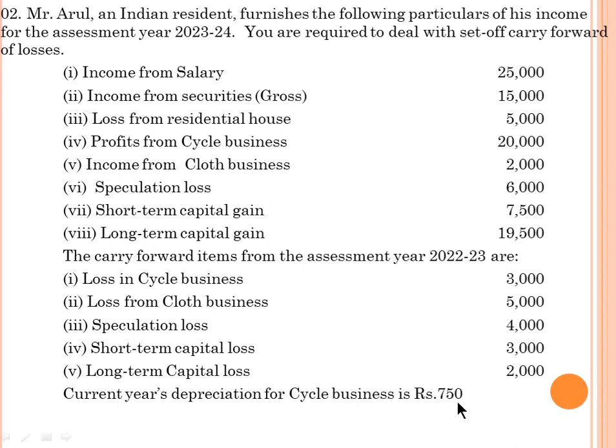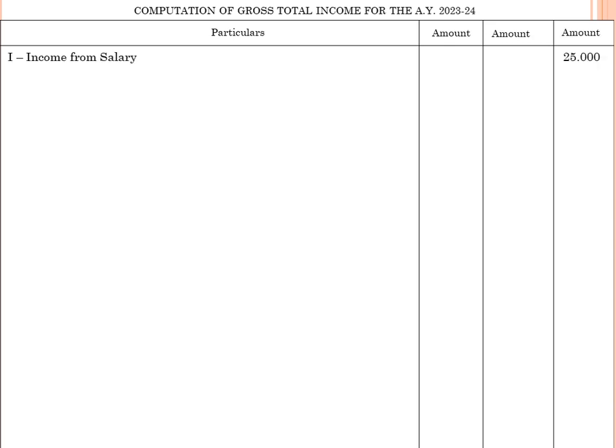Listen carefully. Now we move on to the computation of gross total income. Write down the heading: computation of gross total income for the assessment year 23-24, and divide into columns: particulars and amount. Start with income from salary, 25,000 is given, and next loss from house property, which we set off against salary income as per the provision, under inter-head set off.